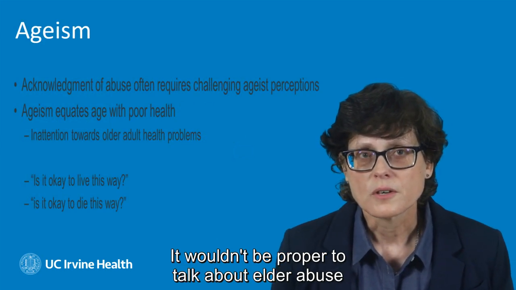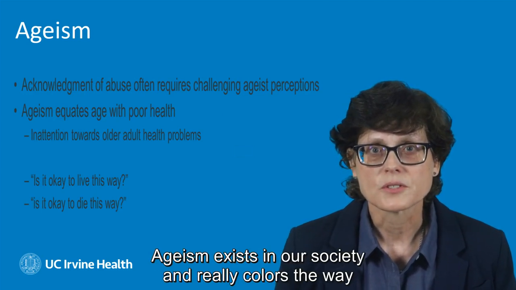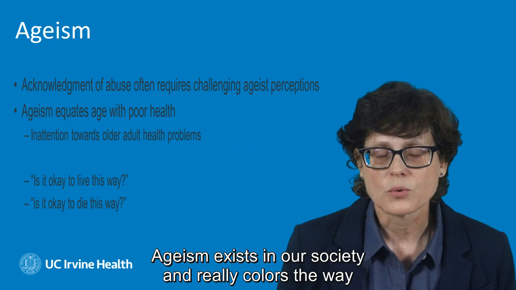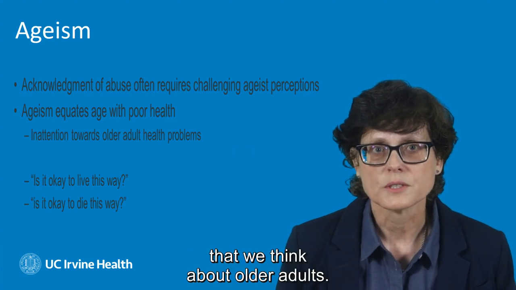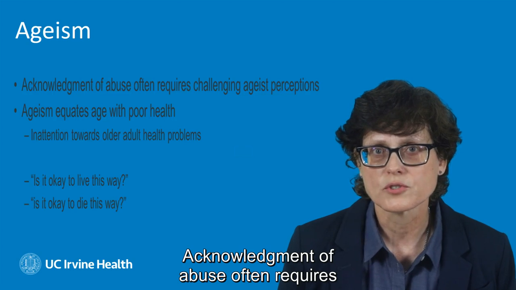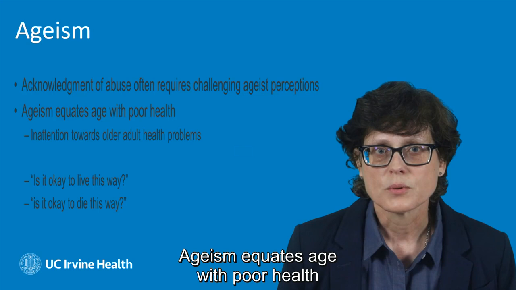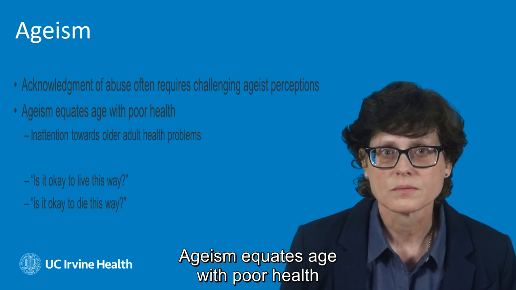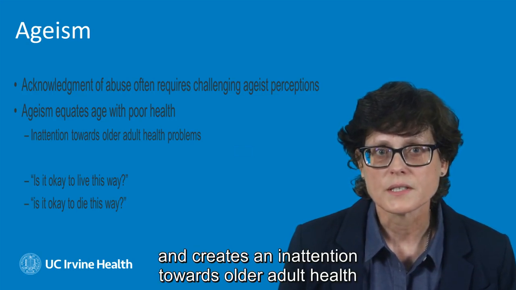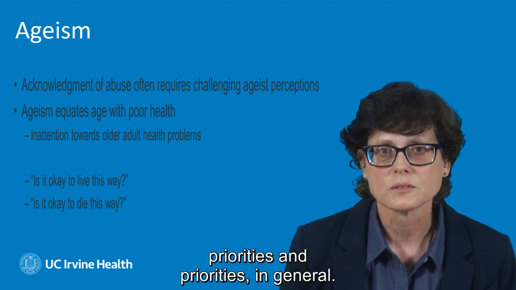It wouldn't be proper to talk about elder abuse without mentioning ageism. Ageism exists in our society and really colors the way that we think about older adults. Acknowledgement of abuse often requires challenging these perceptions. Ageism equates age with poor health and creates an inattention towards older adults' health priorities and priorities in general.